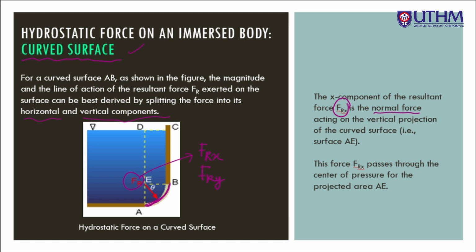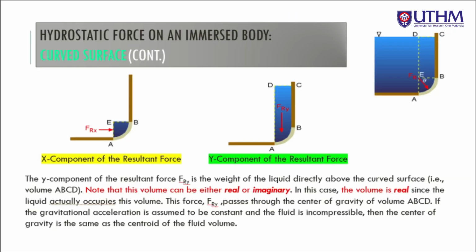So kalau kita tengok dekat sini kan, saya buat dekat sini sikit. Okay, so we have A, E, B. So this FRX is actually acting here, FRX. Okay, dekat surface of this AE. Okay, this force FRX passes through the center of pressure for the projected area AE. So kalau inilah ada X component of the resultant force, di mana FRX akan bertindak ke atas surface AE.